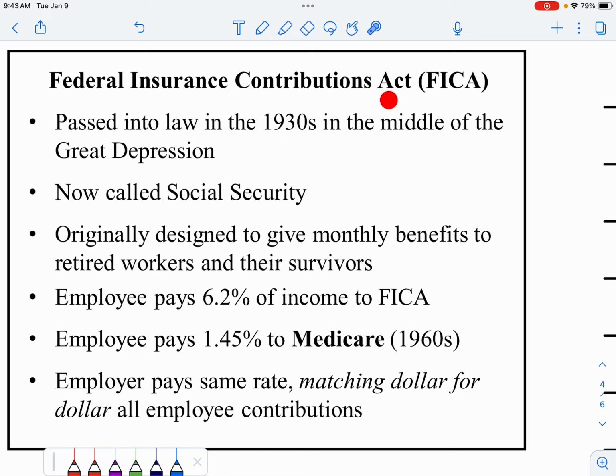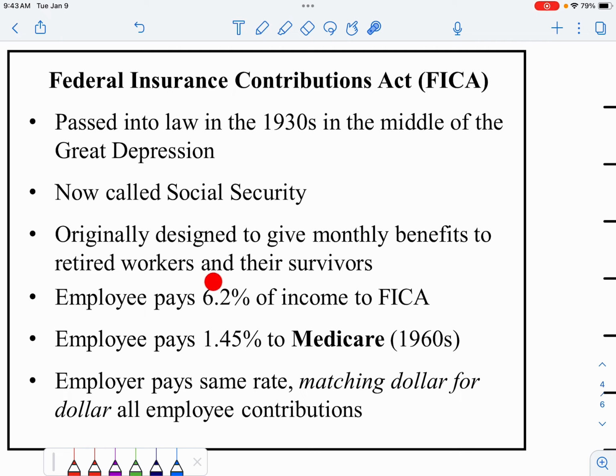FICA, the Federal Insurance Contributions Act, was passed into law in the 1930s, in the middle of the Great Depression. It is just called Social Security. When you say Social Security, that is the FICA tax. Originally, it was designed to give monthly benefits to retired workers and their survivors. And this is the rate.